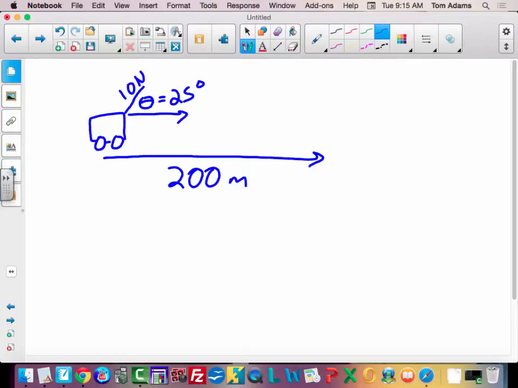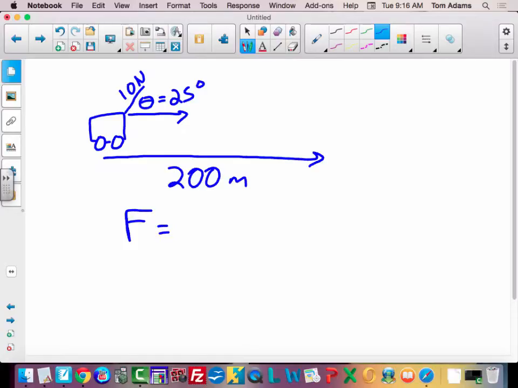A passenger at an airport pulls a rolling suitcase by its handle. If a force of 10 newtons is used, the handle will make an angle of 25 degrees to the horizontal. What is the work done by the pulling force if the passenger walks 200 meters? Well, this one's kind of easy.